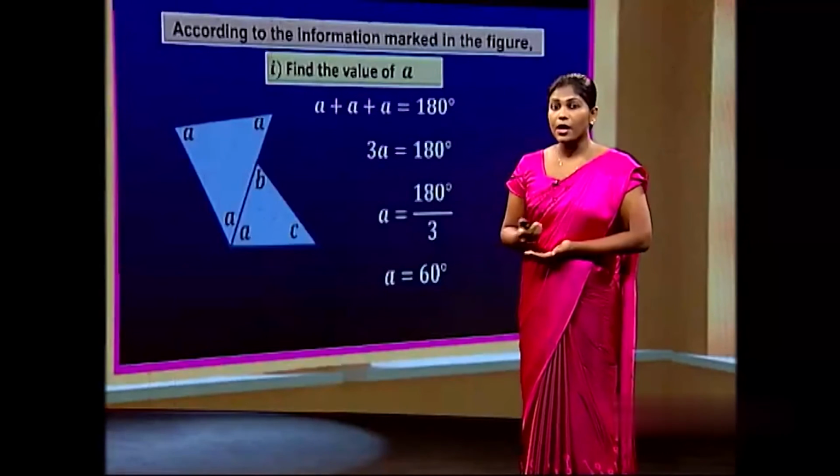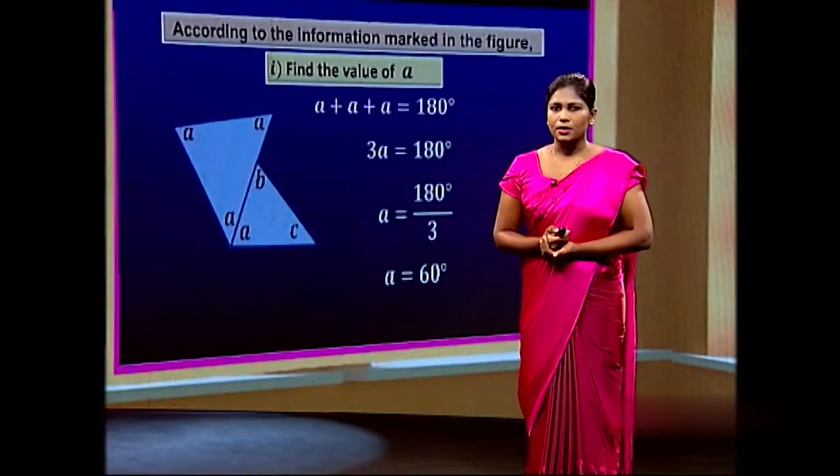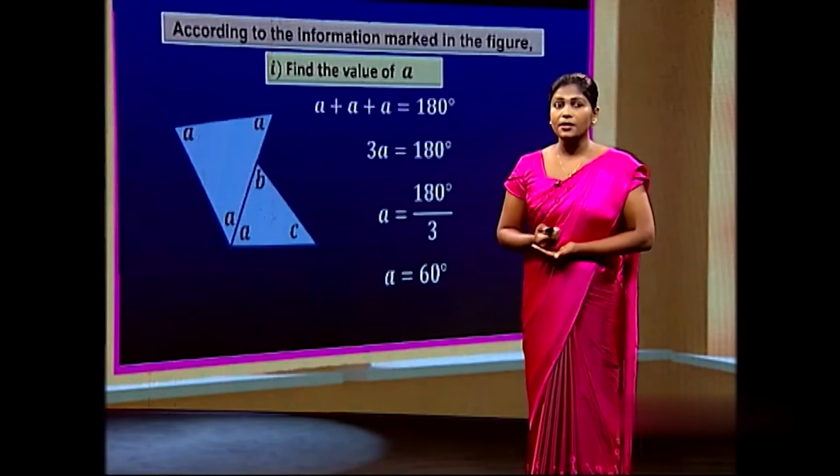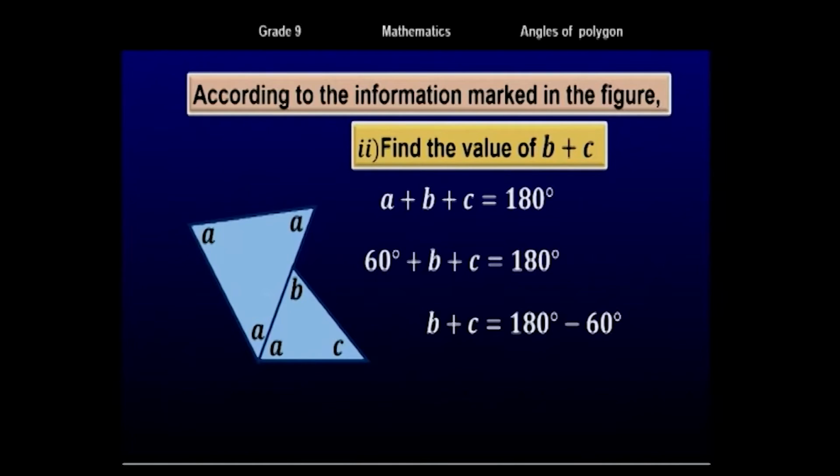Then we have to find the value of B and C. So they ask about the second question. Find the value of B plus C. Again we can write the equation according to the sum of the interior angles of this triangle. A plus B plus C is equal to 180 degrees. Now we know the value of A. You can substitute: 60 plus B plus C equal 180. Then B plus C equal 180 minus 60. That means B plus C is equal to 120 degrees.